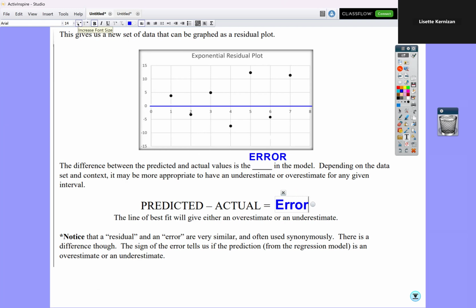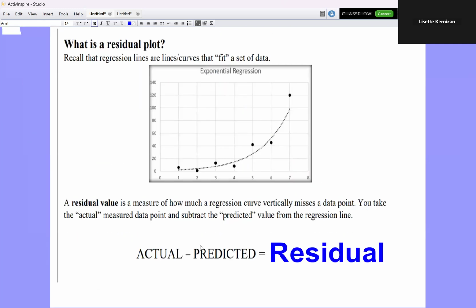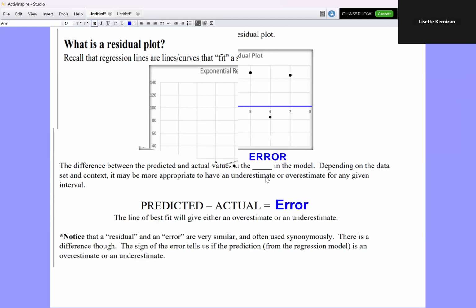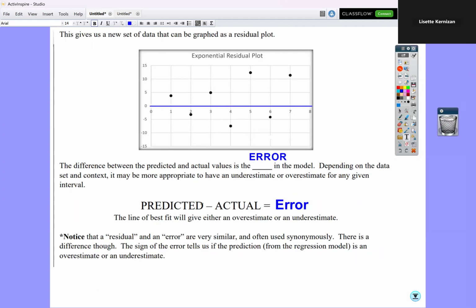The error. So before, if you want to come up with an acronym, we had the APR, so actual minus predicted gives me the residual. And then PAE, predicted minus actual gives me the error. So notice that a residual and an error are very similar and often used synonymously, but there is a difference. The sign of the error tells us if the prediction is an overestimate or underestimate, whereas the residual does not do that.